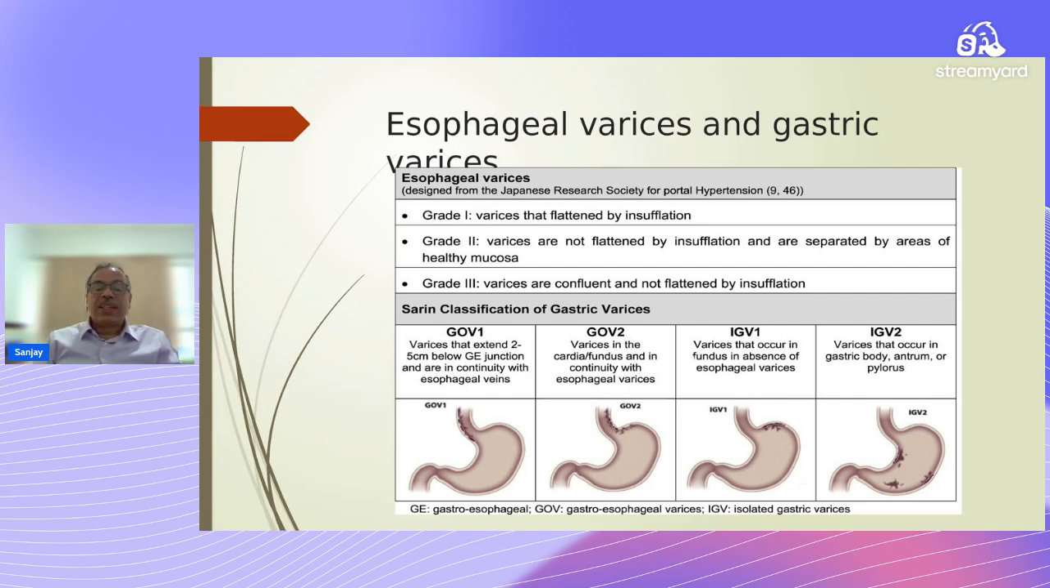So this is the Sarin classification of gastric varices. One part covers when it is in conjunction with esophageal varices, and one part covers when it is in isolation without any esophageal varices.